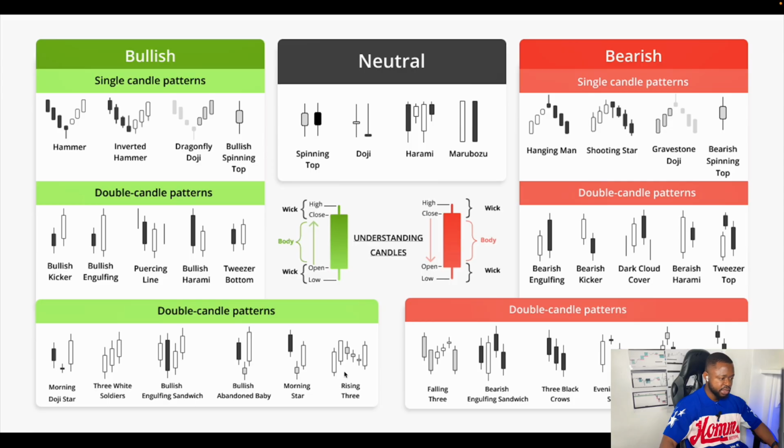So let's go on. Let's find some other. We have done the morning star, we have done the evening star. So what other candlestick that's very, very important do we need?